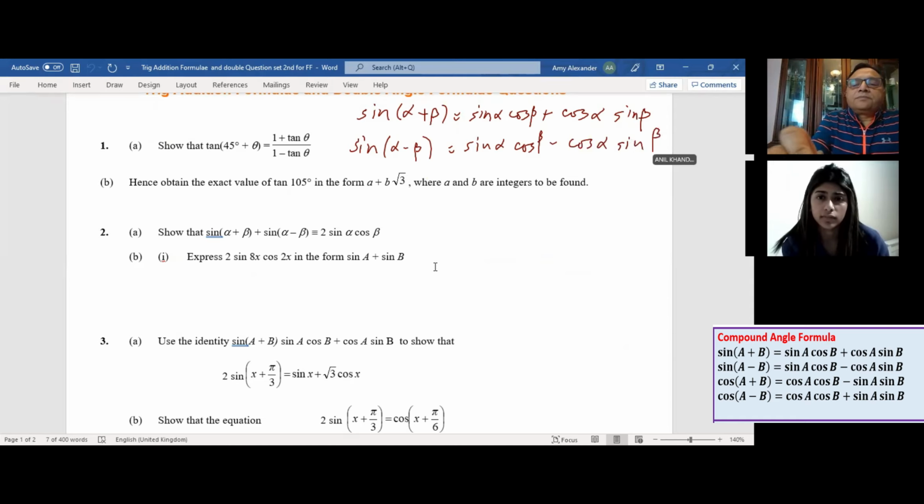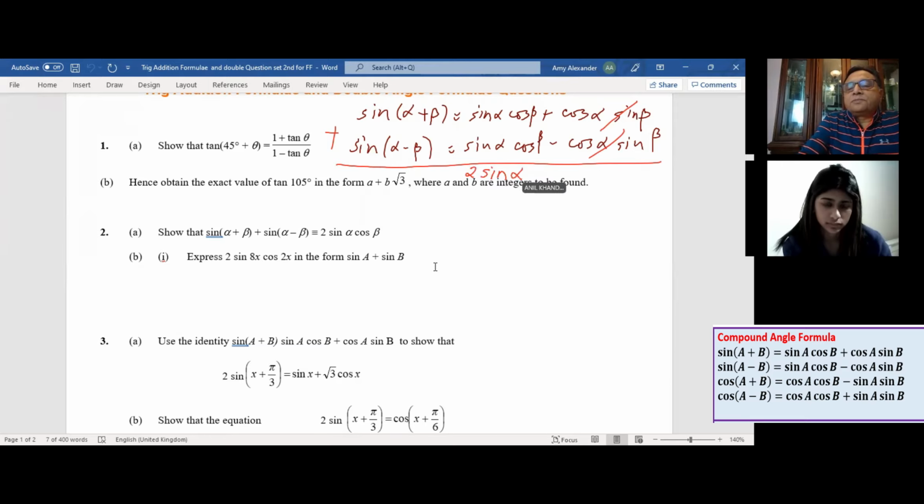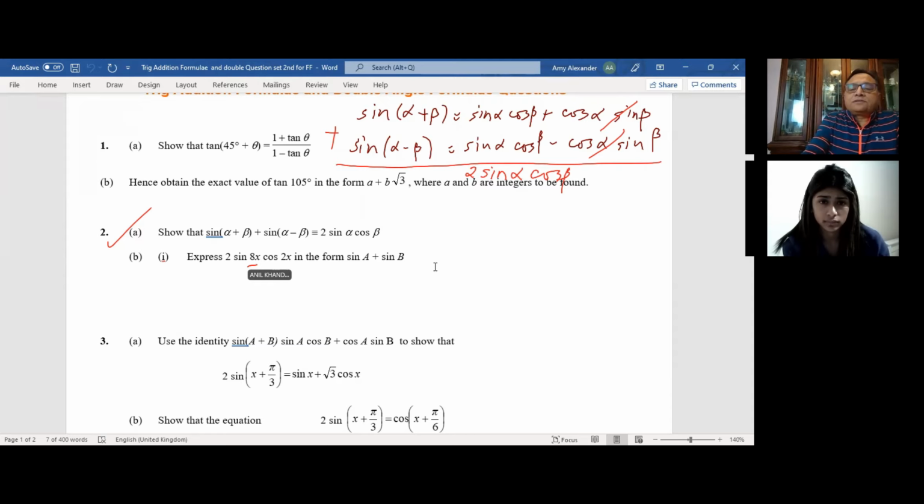And when you add them, you have to just add them, right? So in that case, these terms cancel and you're left with 2 times sine alpha cos beta, correct? Yeah. So that is how you'll show part A, and part B is to express 2 sine 2x cos 2x in this form, right? So if I write alpha as 2x, so alpha equals 8x, right? And beta is 2x. Beta equals 2x. When you compare with this, right? Beta is 2x. Yeah.